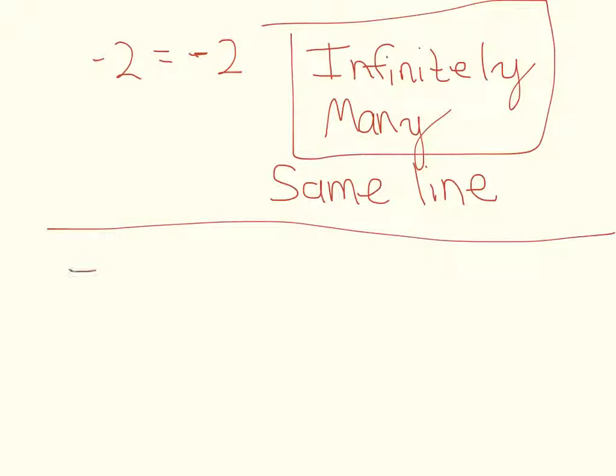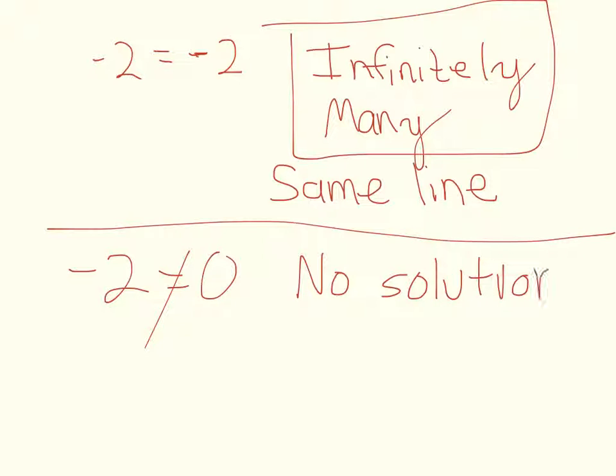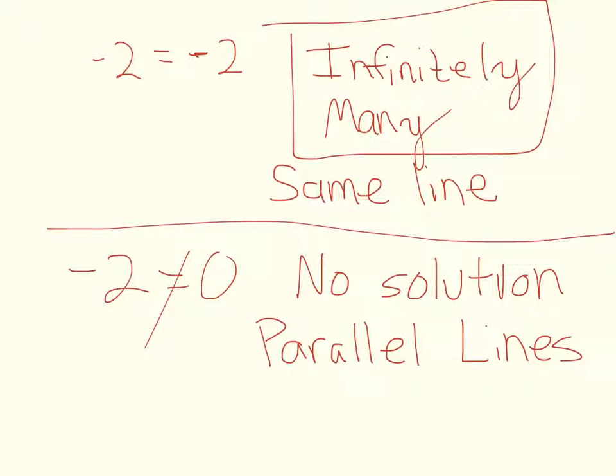If you end up with a false statement at the end, like negative 2 is equal to 0, well, obviously we know that's not right, okay? And that would be a case where there would be no solution. And what this would mean is that your two lines were parallel lines, that they didn't intersect anywhere at any point. So that's why it doesn't work out. There is no solution. It's because they never intersect. So those are a couple of things that could happen, and if you run into those two special cases, that's what it means when you're solving these problems.